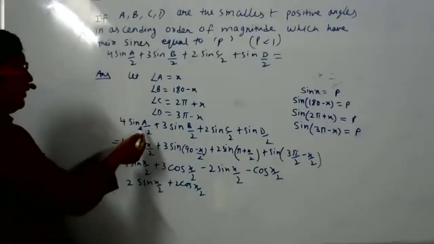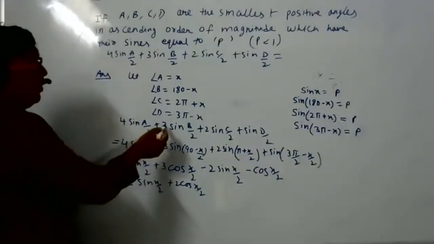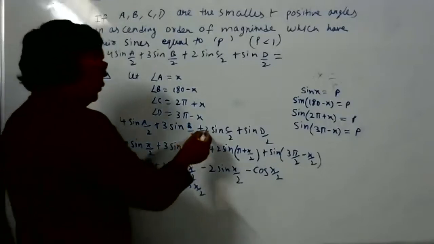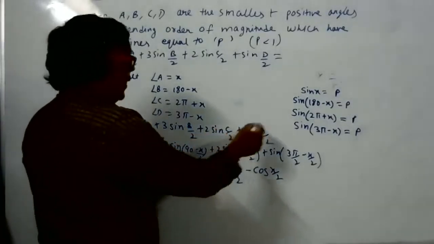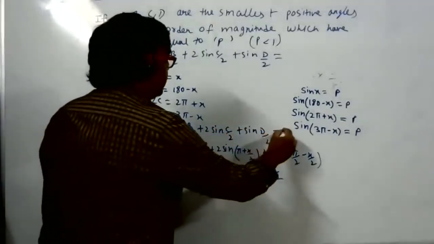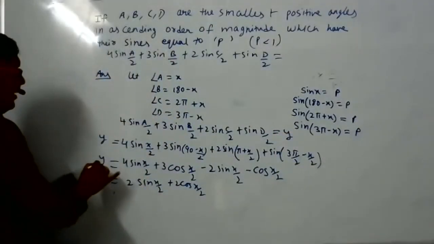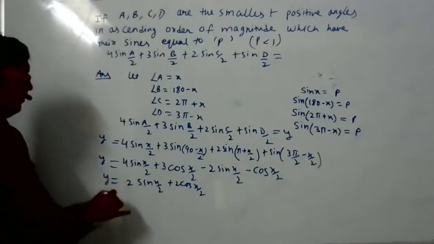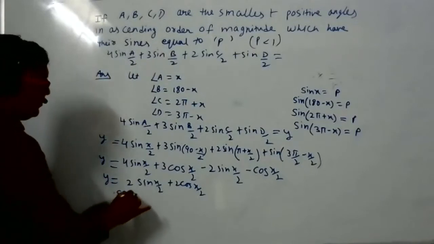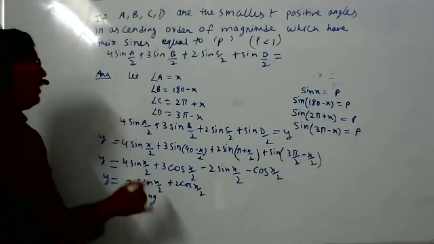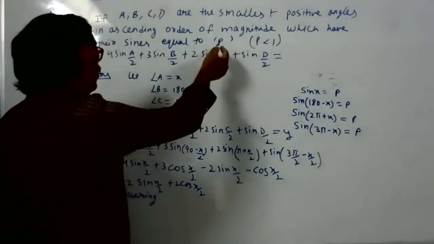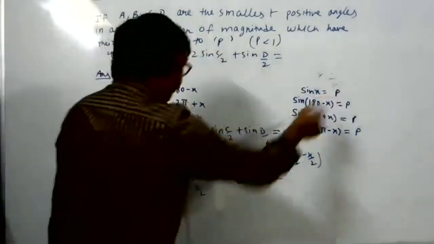Here we wrote 4 sine A by 2 plus 3 sine B by 2 plus 2 sine C by 2 plus sine D by 2. We'll assume this as y. Suppose the value is y. Here also y, here also y. Now we'll do squaring on both sides, because we need the answer in p. What is p? p is sine of x.